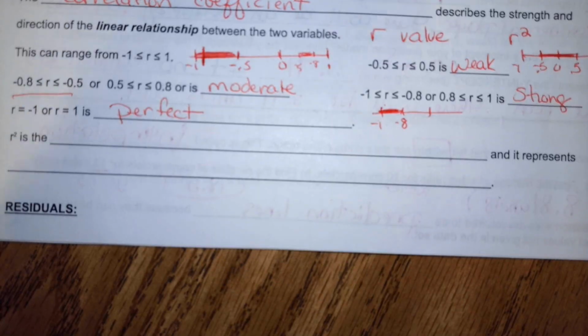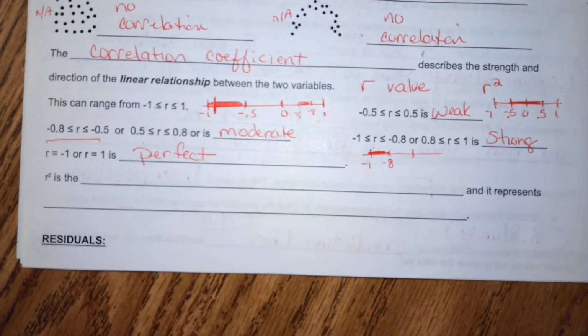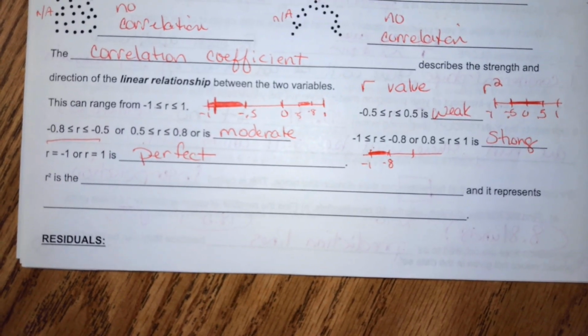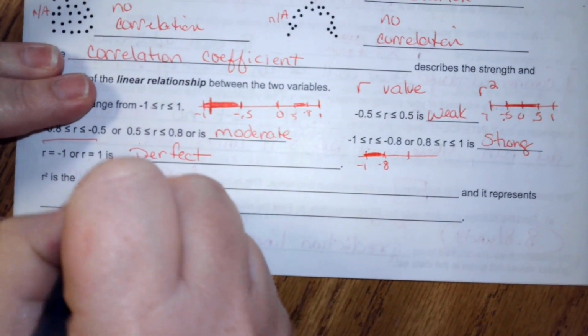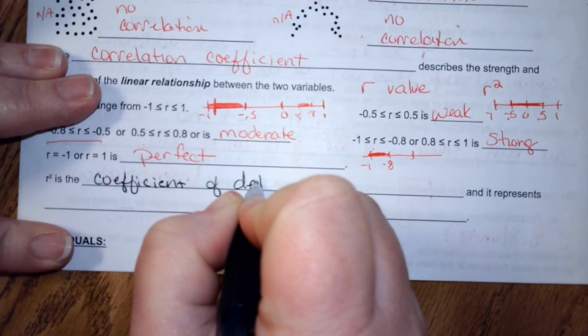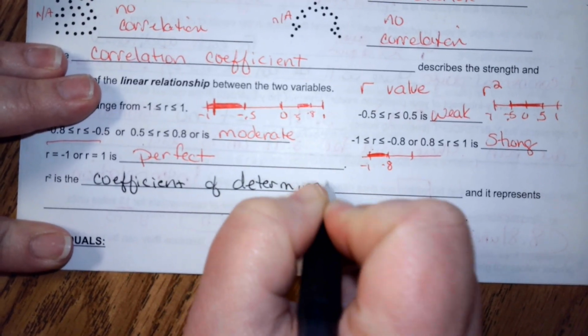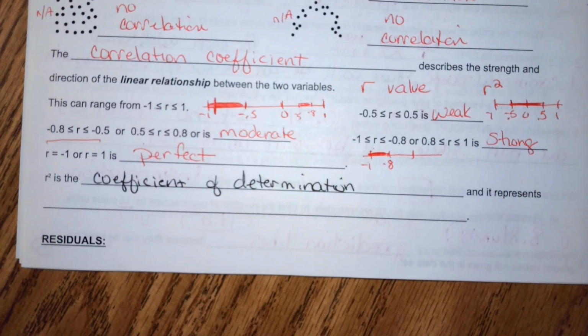All right, so now let's talk about R squared. R tells you how strong the relationship is between the two variables that you're working with. R squared is called the coefficient of determination. And Desmos is going to automatically calculate it for you.